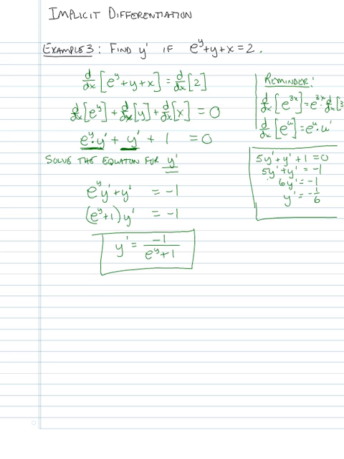Okay, I think I'll do the fourth example on a new page. Okay, you can see in this example 4, it looks almost identical to example 3, except the exponent that's on e is xy, x times y, instead of just y. So this is going to require yet a new twist.